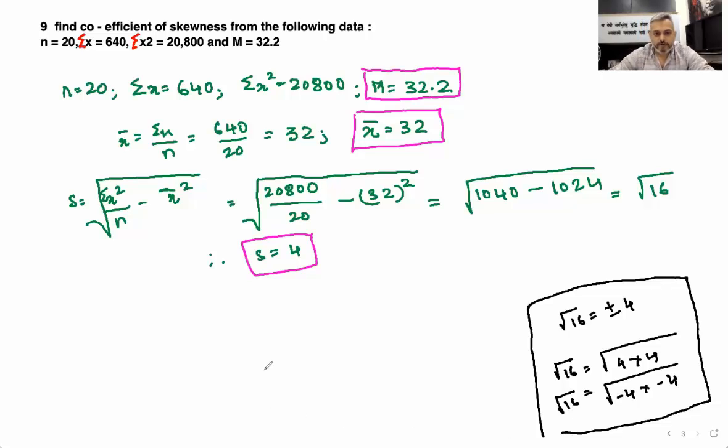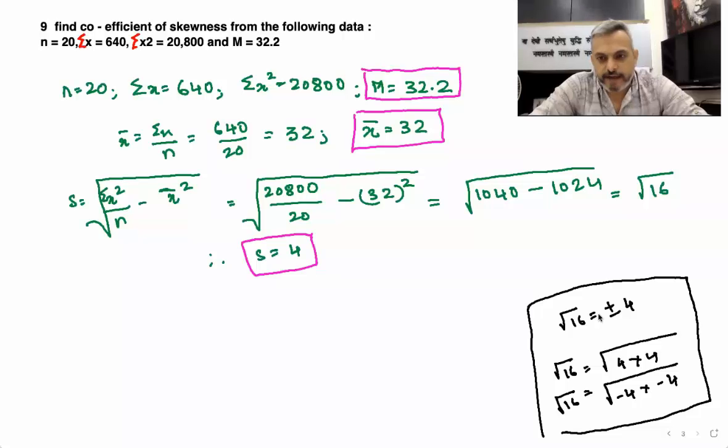Why am I not writing over here standard deviation plus or minus 4? Because the square root of 16 can be minus 4 also, it can be plus 4 also. Then why am I not writing negative? Can anyone tell me? Standard deviation can never be negative. It will always be positive. Now, why can't it be negative?